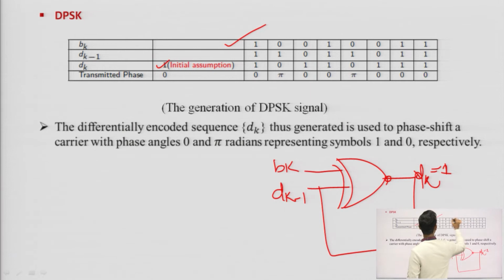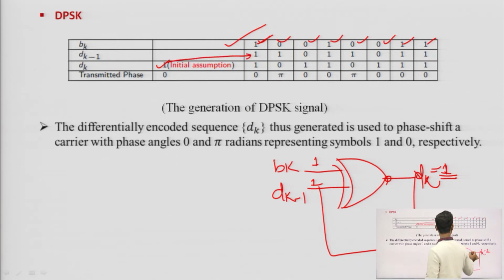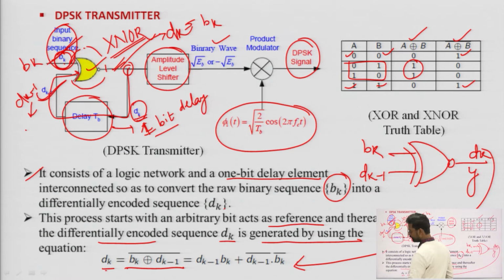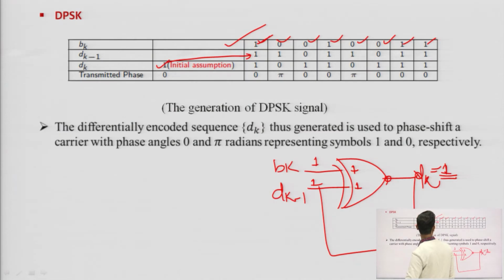Bk is constant; we cannot touch it. Dk minus 1 we are assuming to be 1, and Bk we have as 1. Dk is the XNOR of Bk and Dk minus 1. After 1 and 1, I am getting 1. If the inputs are the same, then we will get 1.